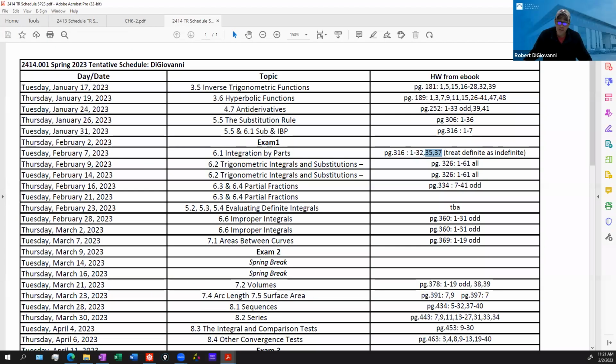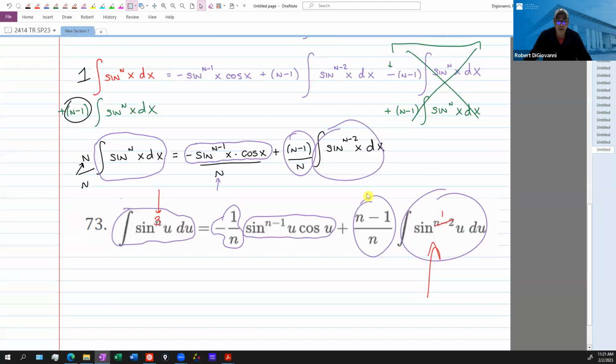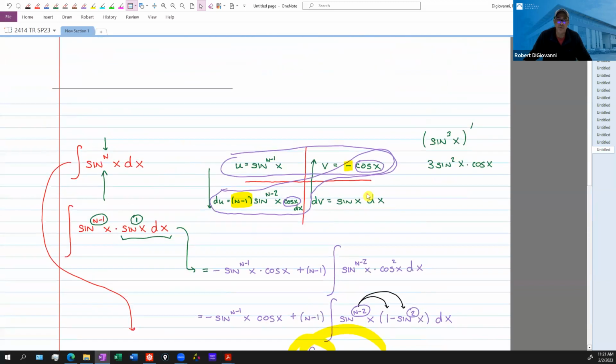All right, do you want to talk about any other integration by parts? Is there an example you want me to go over? Do you want me to pick something from the book? Are we ready to move on? What do y'all think?